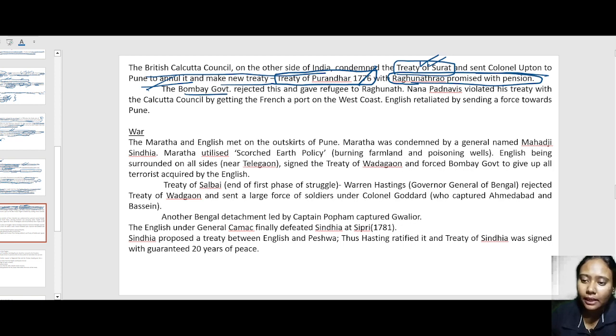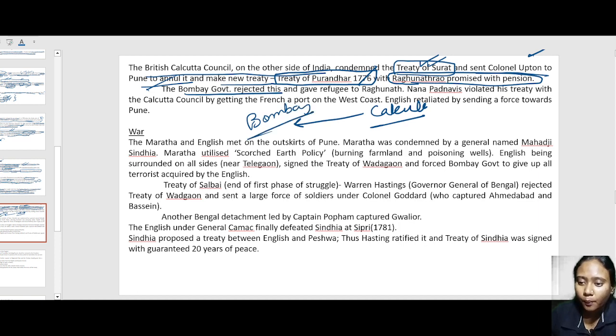The Bombay government rejected this. Colonel Upton had come from Calcutta to annul the treaty, but the Bombay government rejected it and gave refuge to Raghunath Rao. Nana Phadnavis also violated his treaty with the Calcutta Council by giving the French a port on the west coast. All of these were not at all tolerable to the English.